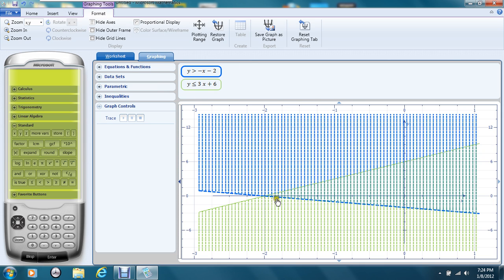And where these two things intersect is this wedged area here. So the green line and everything below it, and the blue dashed line and everything above it until it hits the green line here. This wedged area is the solution for those two inequalities. So that's how we solve systems of linear inequalities by graphing.